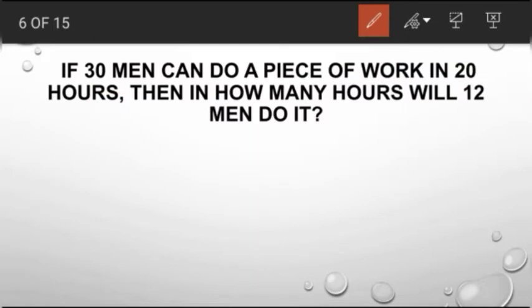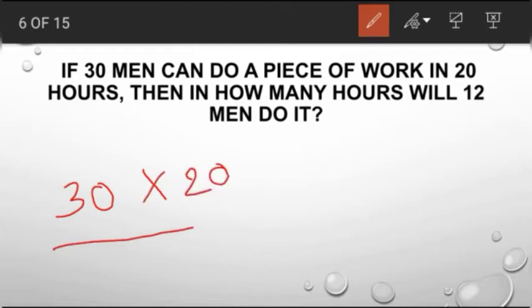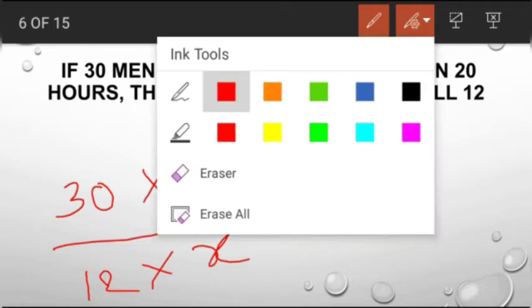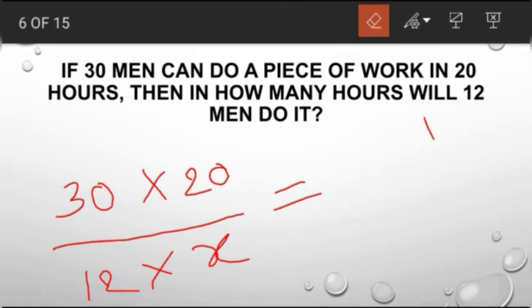Now substitute all the values. Persons P1 30 into hours, 20 hours, by 12 men into how many hours, X, equals, they did the same work, so 1. We have to consider 1 if they did the same work. For example, if they painted 10 cars, then 10 by 10 cancel, so 1, right? So we have to consider it as 1.